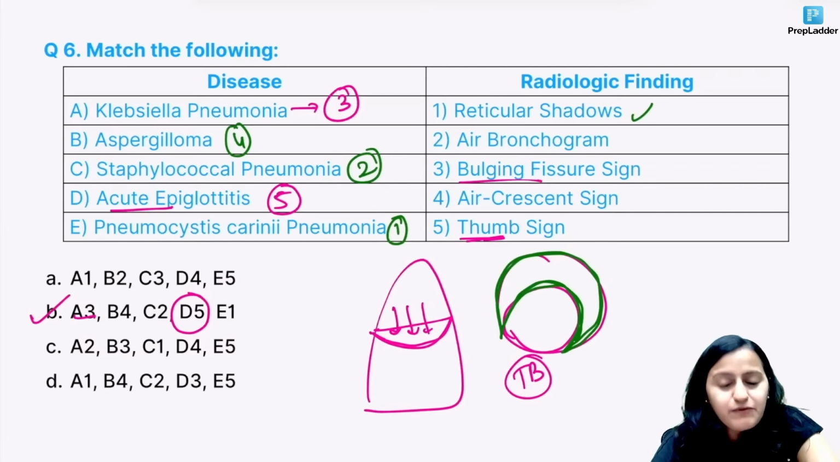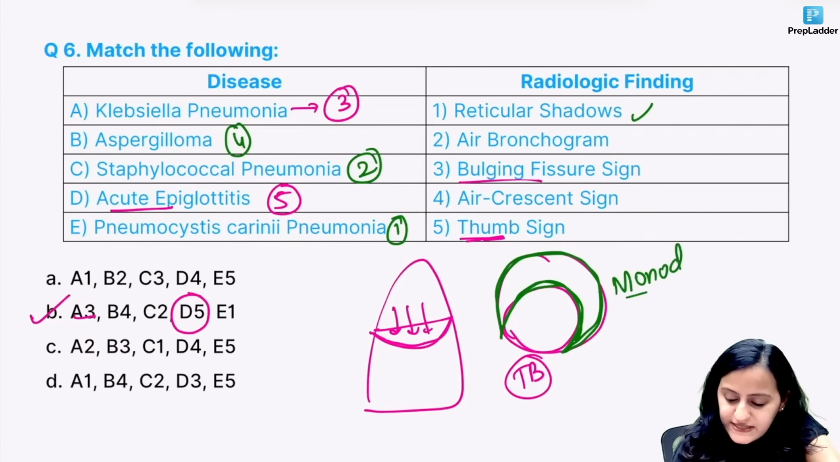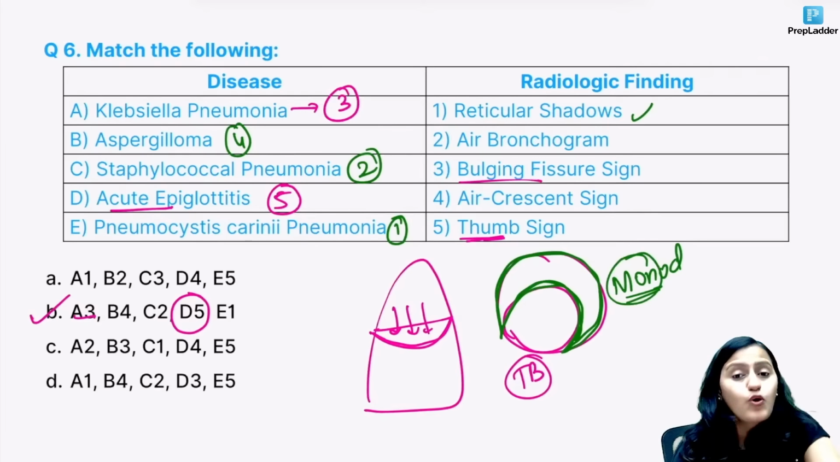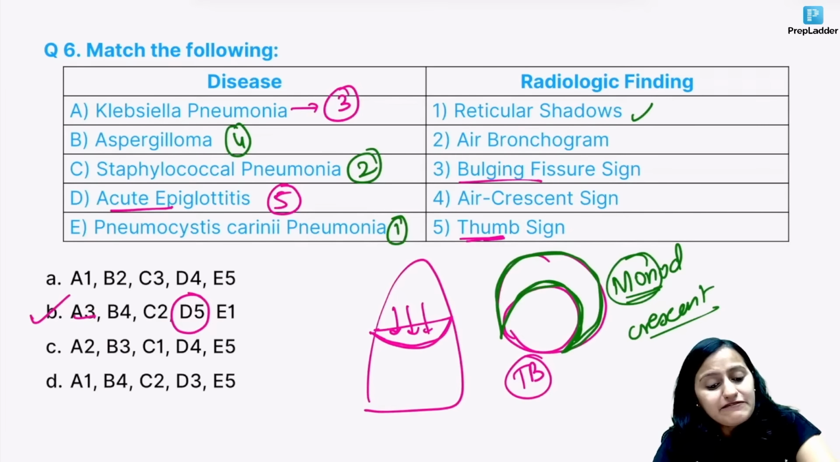Is this clear with everyone? Very good, Kashyap. The air crescent sign is also called the Monod sign. Remember it as Monod, like the moon, crescent like the moon, Monod sign. Okay? Clear with everyone? Give me a quick thumbs up, guys.